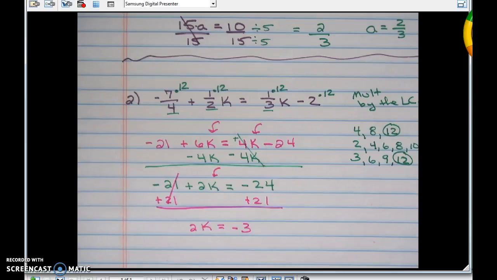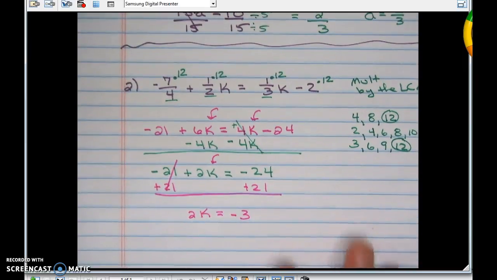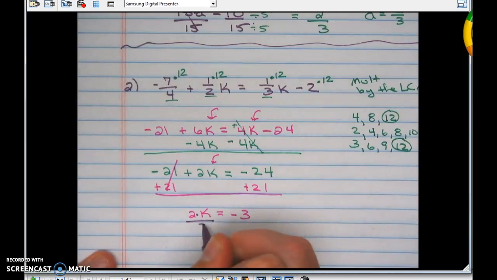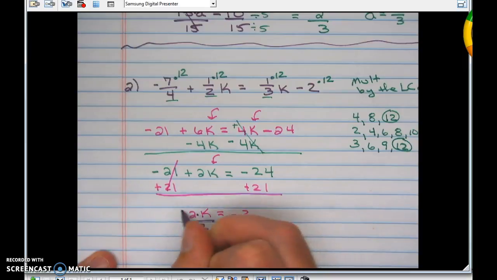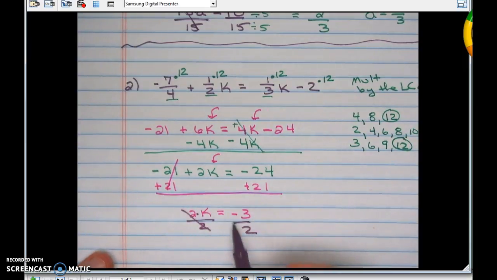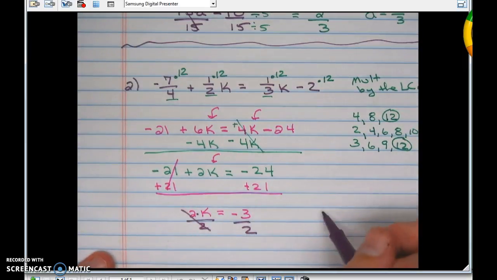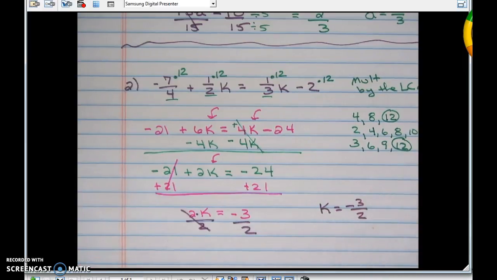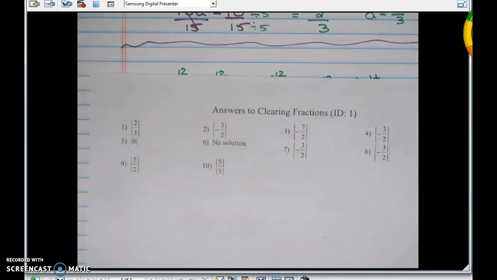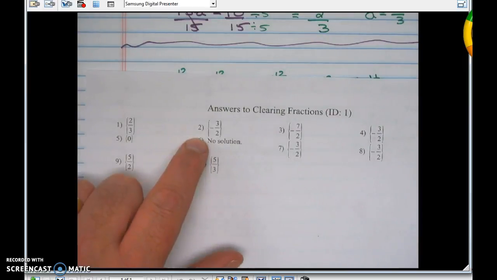And then the last step is to get rid of the times 2. To get rid of the times 2, we're going to divide by 2. Because I can't divide this by 2 and I can't reduce it, it's already reduced. You'll see the answer on the bottom is negative 3/2. And so always check that, make sure you're getting the right answer. And so you can go to the very bottom of that classroom document and you'll see it's negative 3/2.